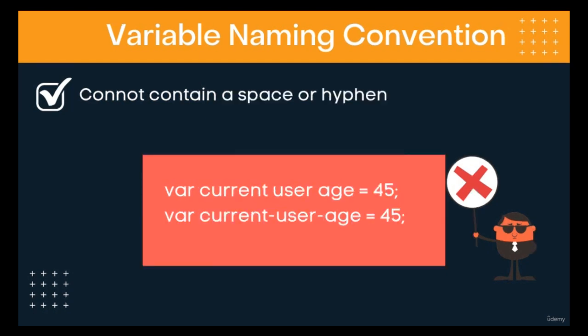And then it cannot contain a space or hyphen. That is very important. You cannot put any spaces or hyphens in your variable name. For example, if you write var, which is our keyword, and then the variable name current user age, you cannot put any spaces in your variable name. And also you cannot use any hyphen. For example, I'm using current-user-age. This type of variable you cannot declare.